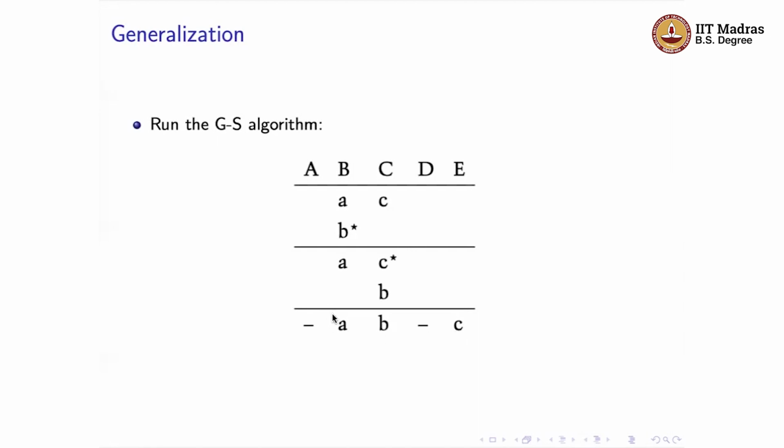So if we run the Gale-Shapley algorithm, the outcome that we end up getting is that Miss B is matched with Mr. A, Miss C is matched with Mr. B, and Miss E is matched with Mr. C. This is the final matching that you get.